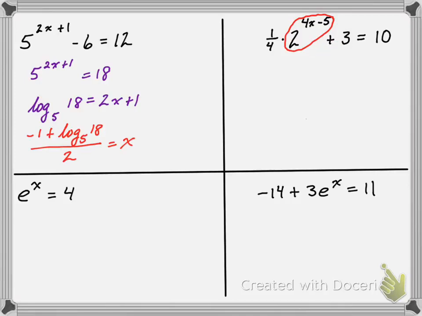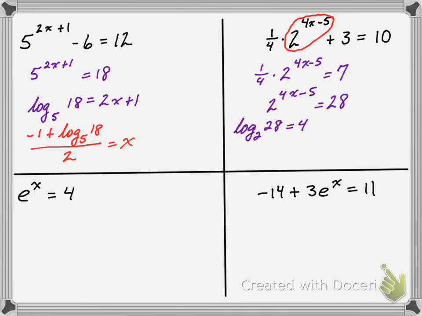All right, so that's going to give us 1/4 times 2 raised to the 4x minus 5 is equal to 7. We now move 1/4 over to the other side by multiplying by 4. So you multiply by the reciprocal when you have a fraction. All right, so multiplying by 4 is 28. We now convert this to a logarithm. So this is log base 2 of 28 equals 4x minus 5.